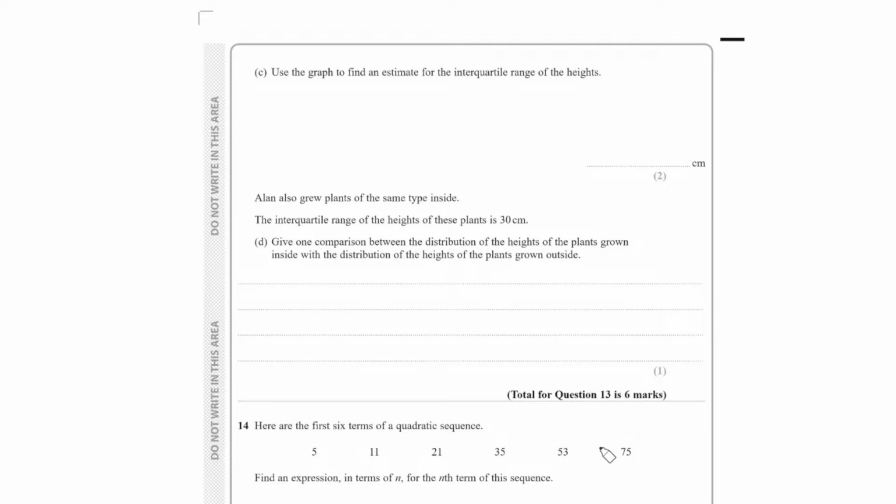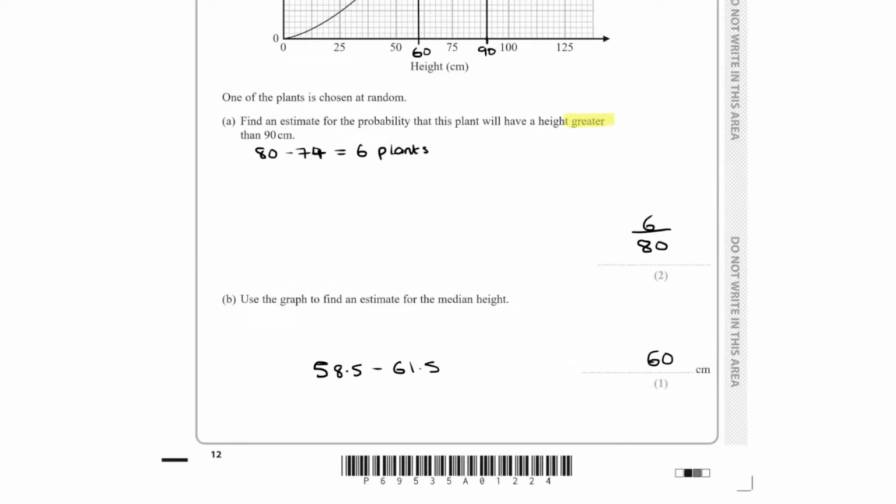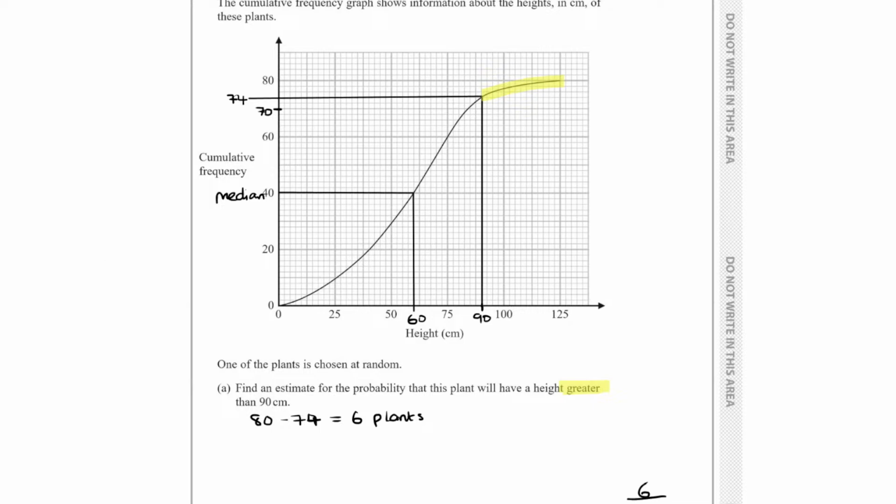Now there is a part C and a part D. Also use the graph to find an estimate for the interquartile range. Okay, if you can do the median, you can do the interquartile range. So come back to our graph. First of all, interquartile range is the upper quartile minus the lower quartile. So we need to work out both of those values.